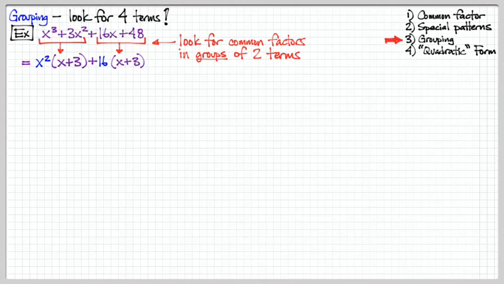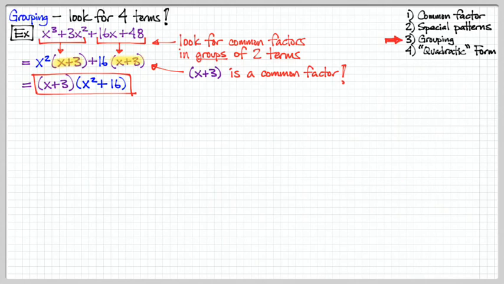Now, the convenient thing here is that x plus 3 is a common factor in both of these 2 terms. So I could factor that out as well. Let me just highlight it like that. And so we have our x plus 16 that remains once we factor out the x plus 3 here. Okay? Nothing more we could do. We can't factor this anymore. It's done.